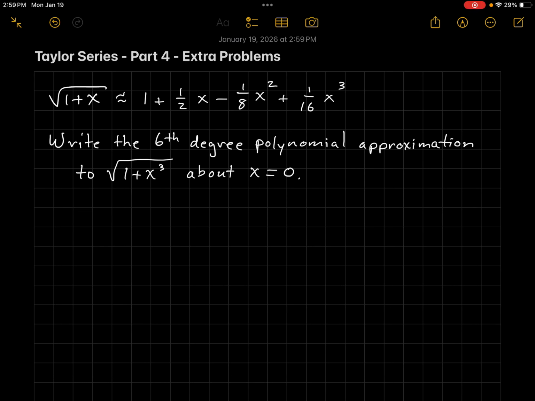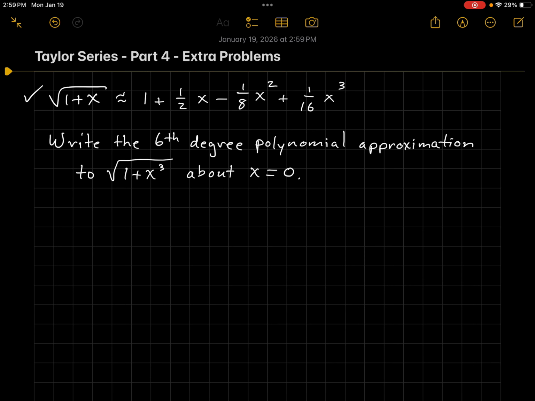Taylor Series Part 4. In this video, I'm going to go over some extra or so bonus problems with you that involve Taylor Series. Now, in an earlier part, we saw that root 1 plus x is approximated by 1 plus 1/2 x minus 1/8 x squared plus 1/16 x cubed.